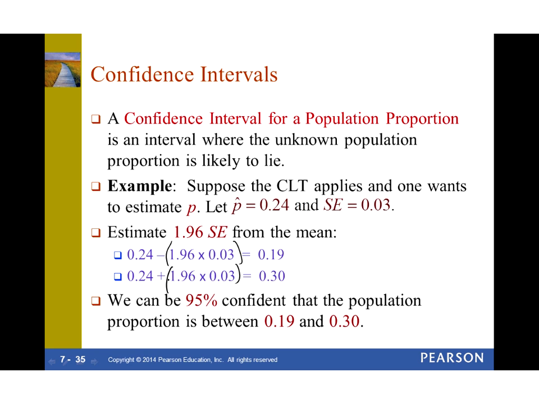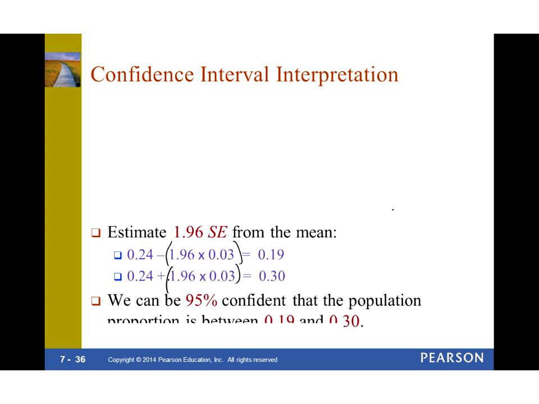Now, 1.96 translates to a 95% level of confidence. What we can say is that if we took 100 confidence intervals, 95 of those would have the true population proportion in them, and 5 would not. We'll talk about where the 1.96 and 95% correlate in a minute.